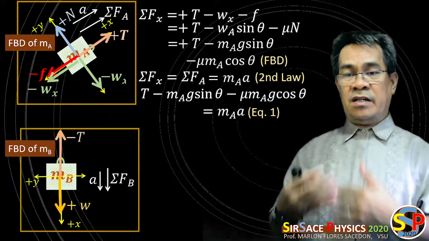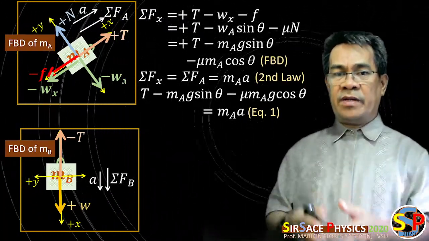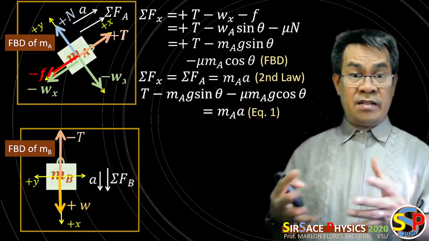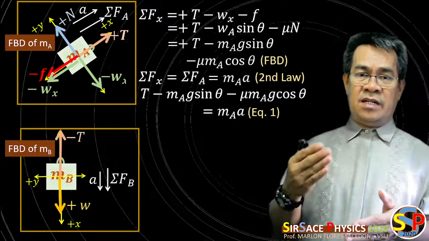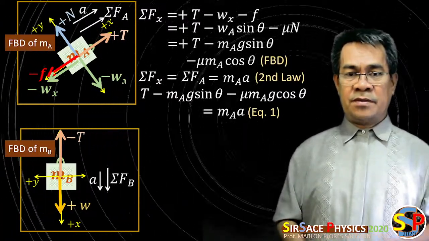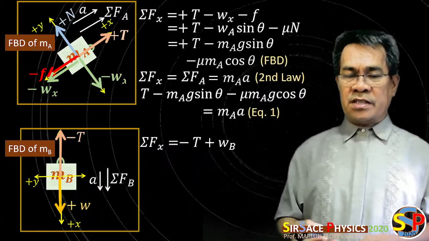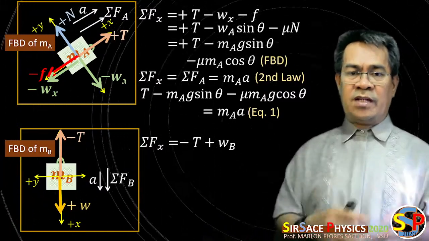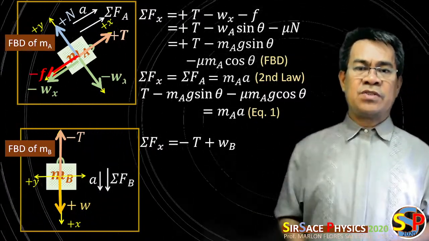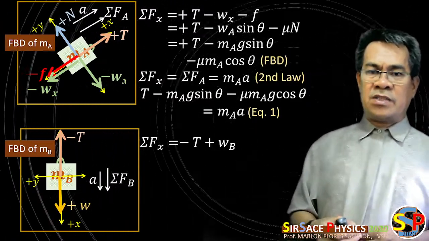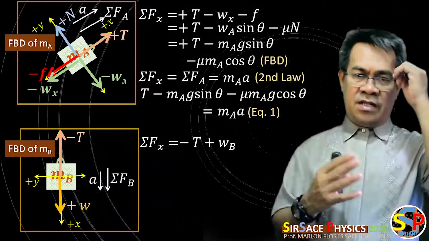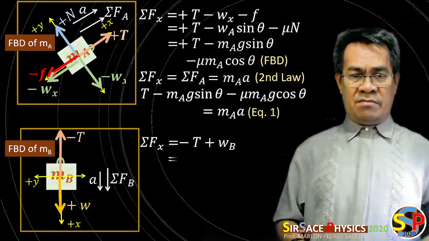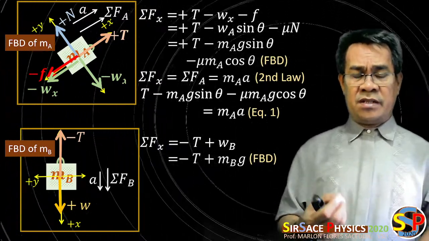But same as in the Atwood machine, we still have another free body diagram, and the equation formed from that can provide another equation which has the acceleration and tension variables. Summing up all forces along y, the sum is equal to 0 again, because there's no force along y. So we'll focus on the summation of forces along x. We have only two forces: tension is negative, and WB, the weight of the object, is positive. But W is mass times gravity.